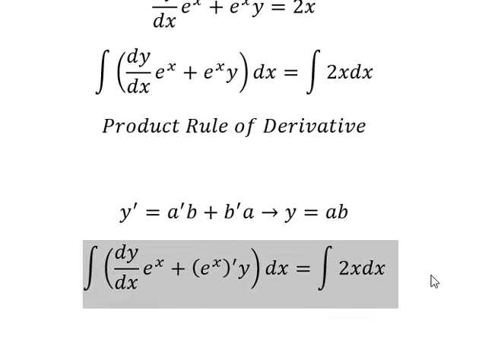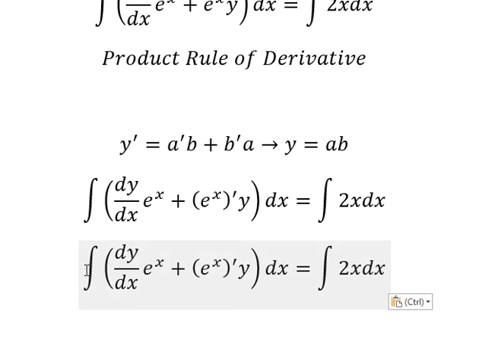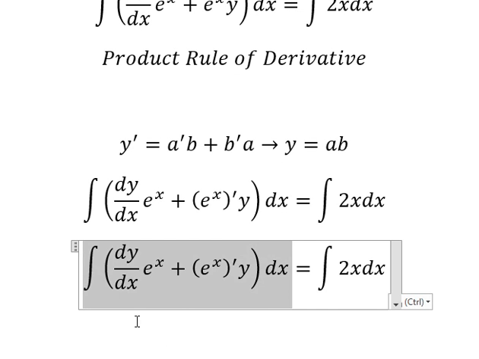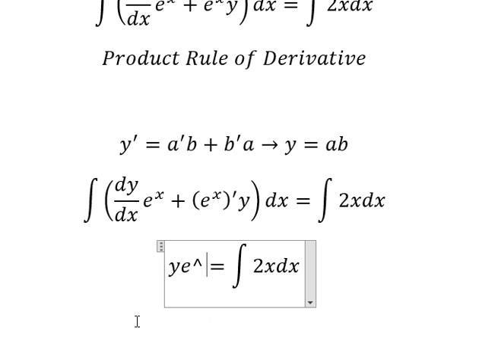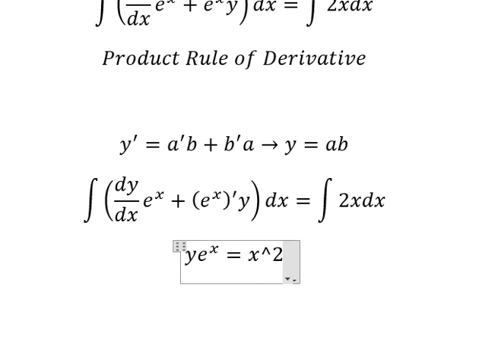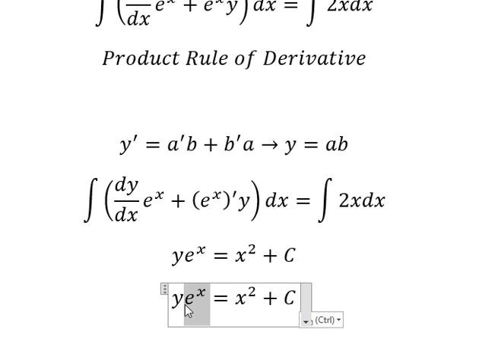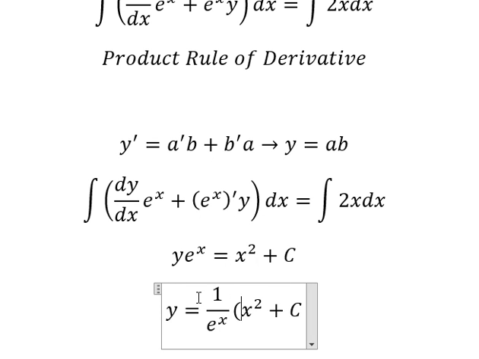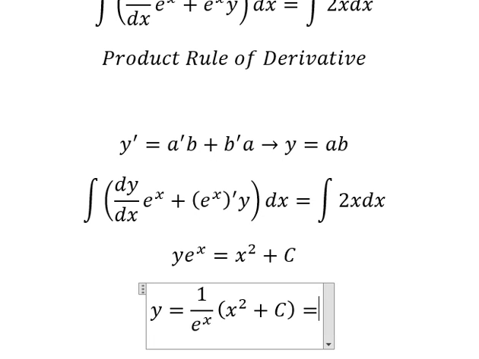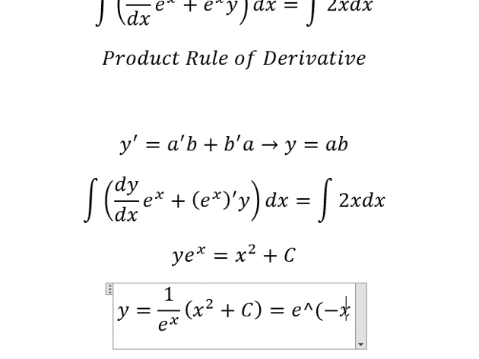So the integration of that one, we have y e to the power of s. The integration of 2s, we have s squared, and I will put c. Later we divide both sides by e to the power of s. And this one we can write like this.